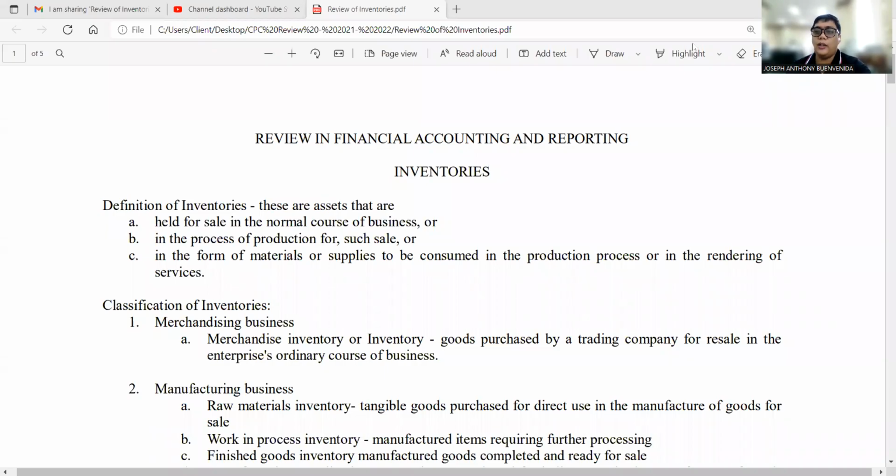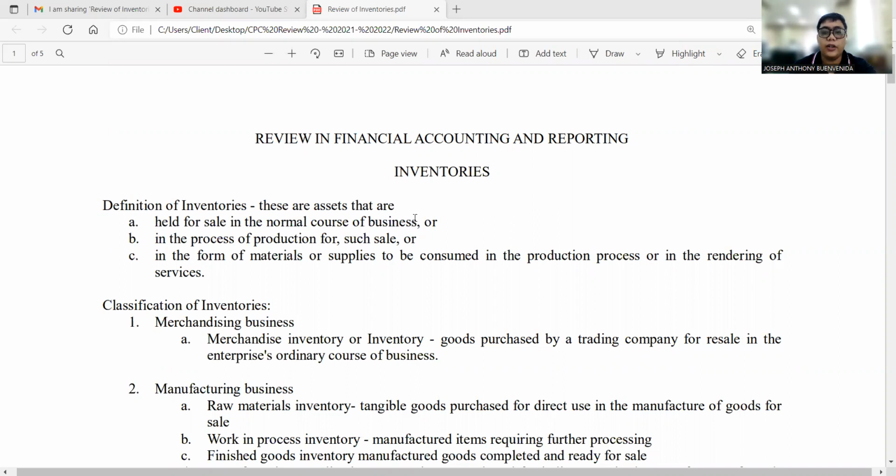Okay, so hello guys. Today we're going to discuss inventories. Now we're going to review inventories: what the contents of inventory are and how to measure inventory. Okay, so let's start. What is inventory?